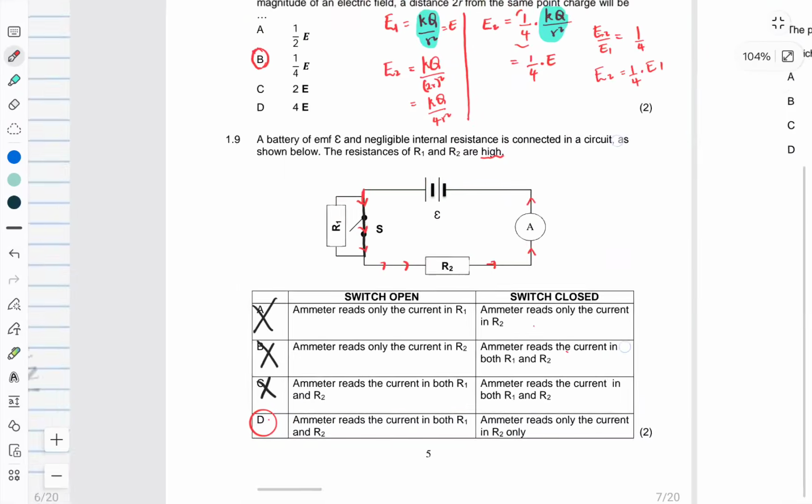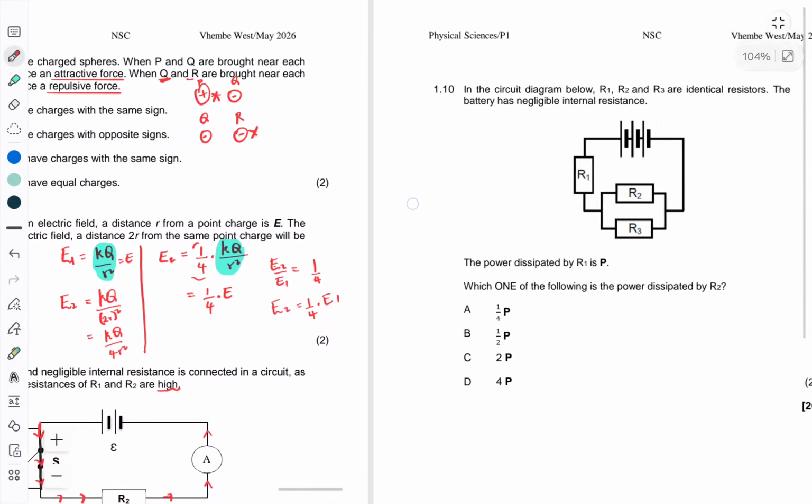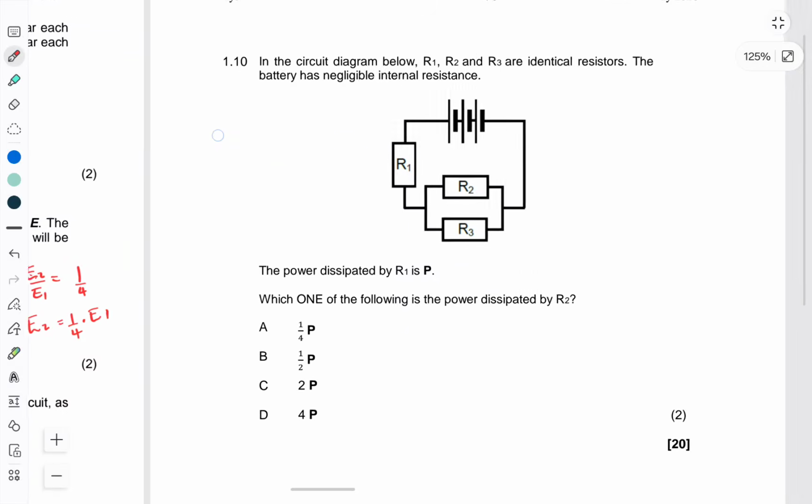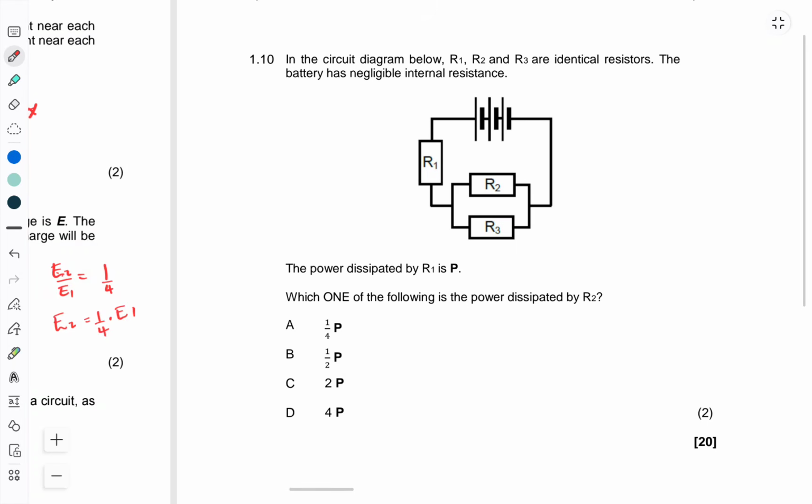Okay. All right. So let's go to 1.10. "In the circuit diagram below, R1, R2, and R3 are identical resistors." Oh, okay. So what that means is if R1, for example, was 5 ohms, since these resistors are identical, it means R2 would also be 5 ohms, and then R3 would also be 5 ohms.